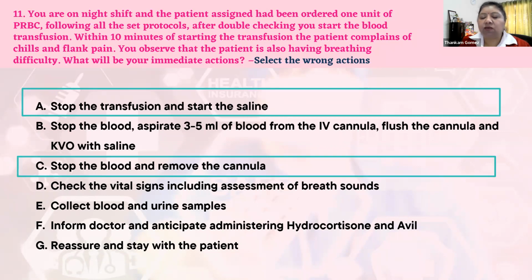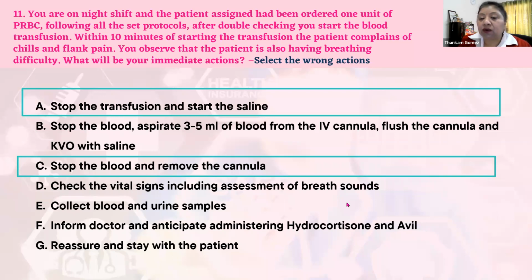Stop the blood and remove the cannula. You have to keep the vein open because in case of an emergency, you need IV access. So the best one is to stop the blood, aspirate 3 to 5 ml of blood, which you can remove, and flush the cannula. But this has to be as per your hospital protocol. But the best practices, this is what is mentioned that you should do.